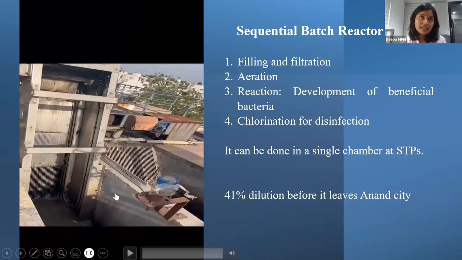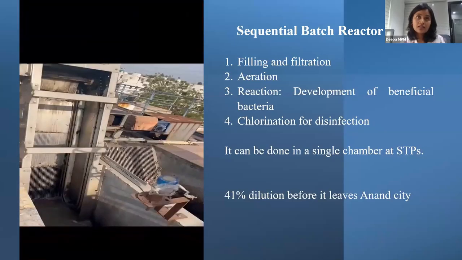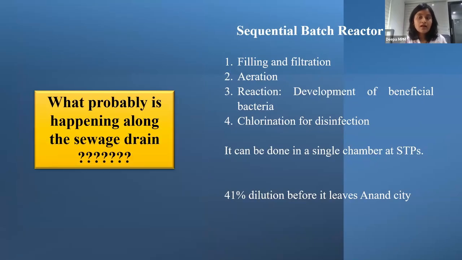I tried to connect the natural thing that is happening in the drain with what is technically happening in the sewage treatment units. Usually in sewage treatment units on a large scale in India, the sequential batch reactor is the technique followed. It has four steps: filling, filtration, aeration, settlement or reaction, and chlorination.